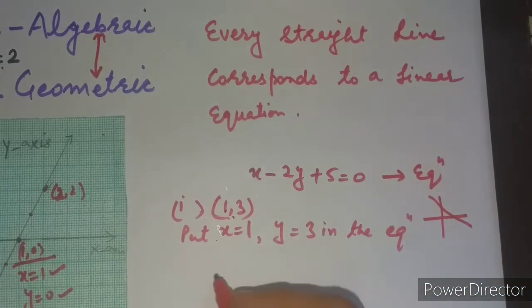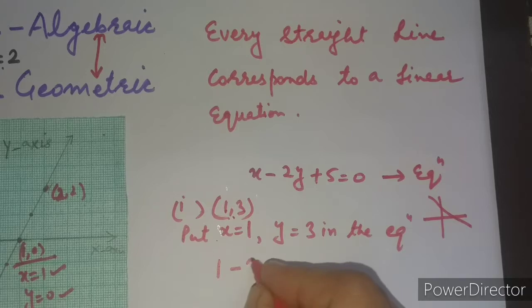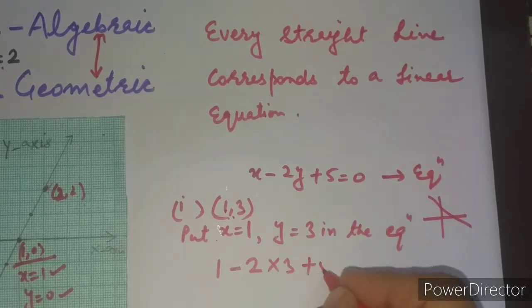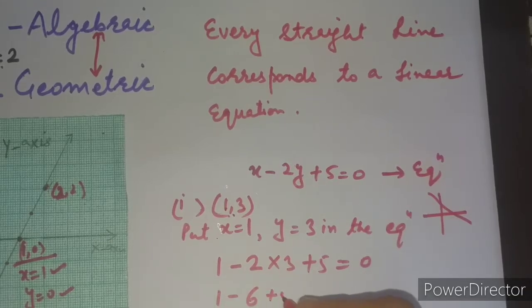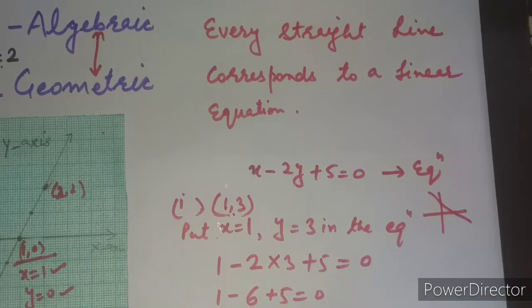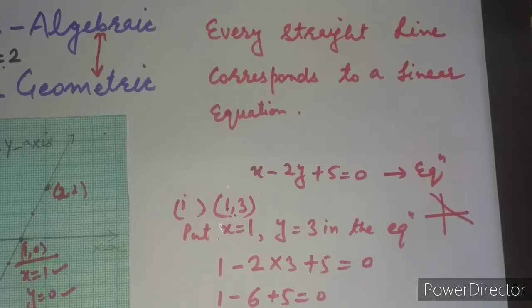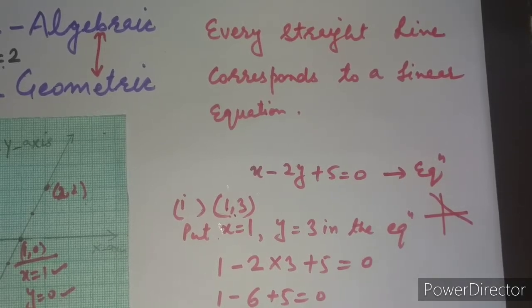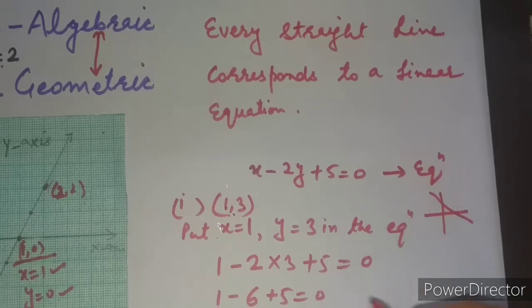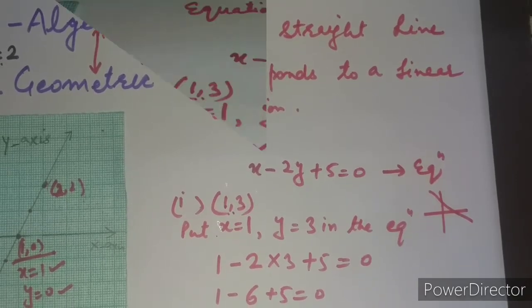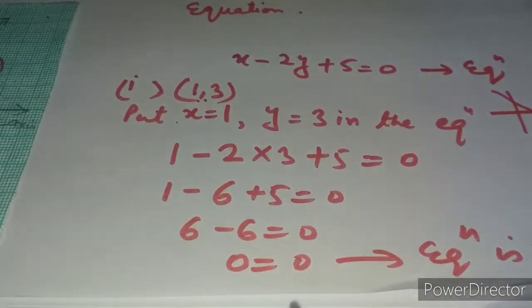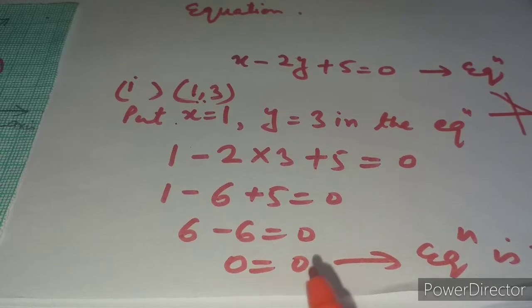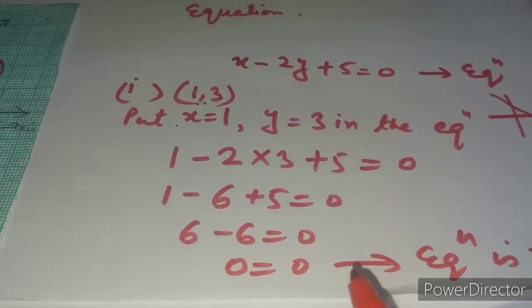So, let us check. If I put x equal to 1 here, 1 minus 2 into y, which is 3, plus 5 equal to 0, as already given in the equation. So, 1 minus 2 times 3 is 6, plus 5 equal to 0. So, this is 6 minus 6 equal to 0, means 0 equal to 0, means the equation is true. Equation is true means the equation is satisfied. So, after putting x equal to 1 and y equal to 3, 0 is equal to 0. 0 equal to 0 means the equation is satisfied, means left hand side is equal to right hand side.